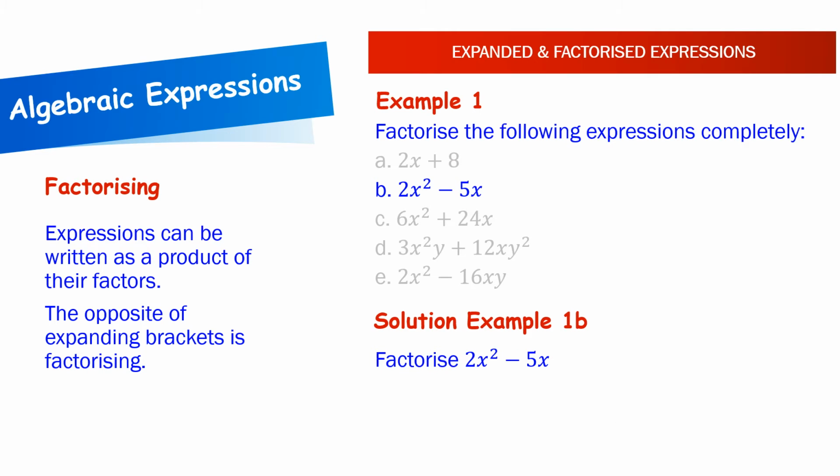Now we factorise the expression in example 1b. 2x squared equals x times 2x, and 5x equals x times 5. Notice that we have positioned the factor x, which is common to both terms, at the start of each term to make it easier to factorise.